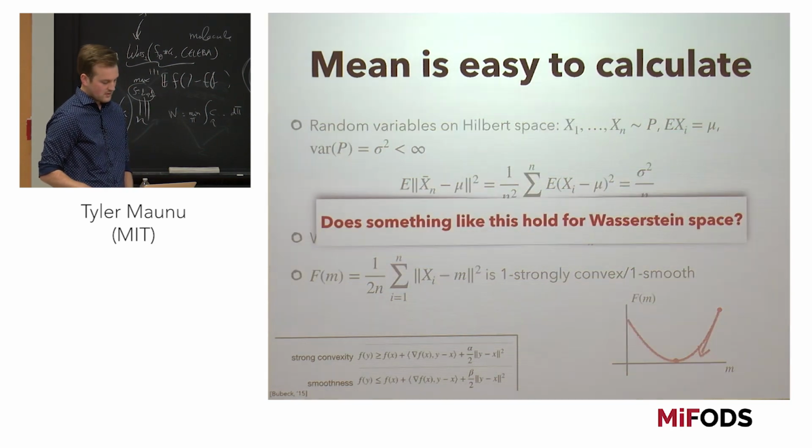So can we get something like this on Wasserstein space? Despite the fact we can't just come up with a closed form expression for the sample mean, can we prove something like this, to get fast rates of convergence for gradient descent and stochastic gradient descent?